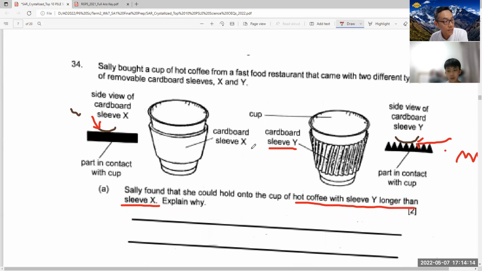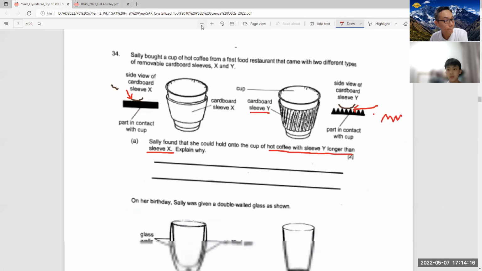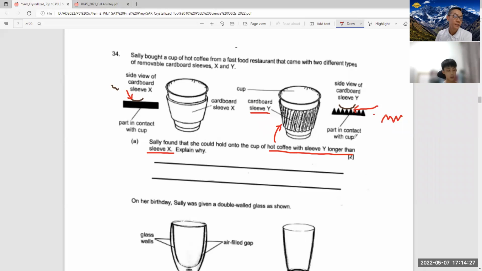Okay, so they asked you, she found that she could hold on to the coffee using sleeve Y longer. So you must explain in terms of sleeve Y. You should say that sleeve Y has lesser surface area in contact with her finger, so less heat will be transferred to her finger. Hence, she could hold on to the hot coffee longer.